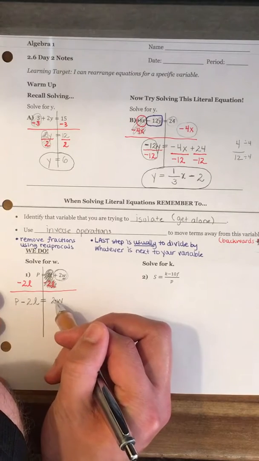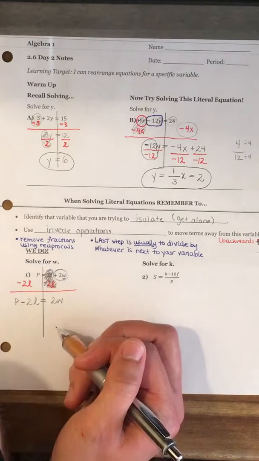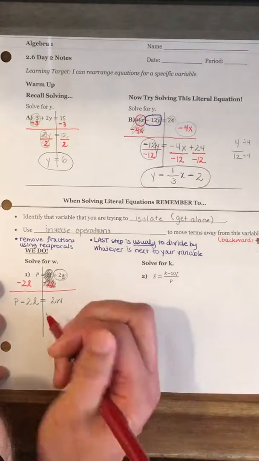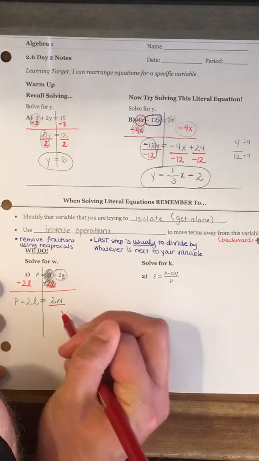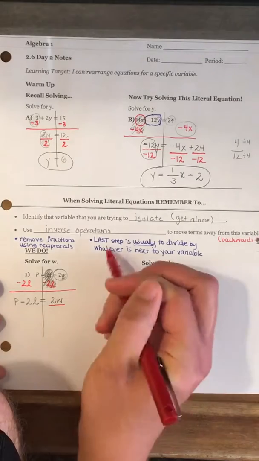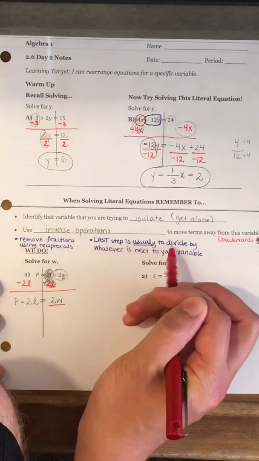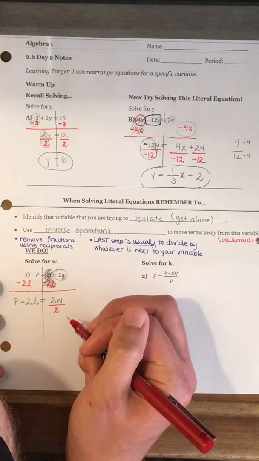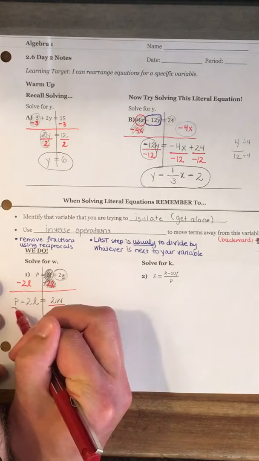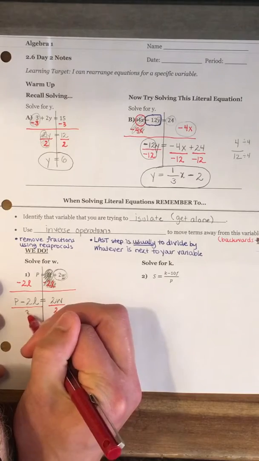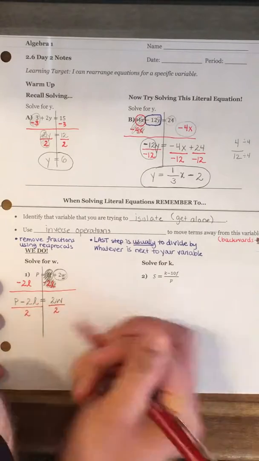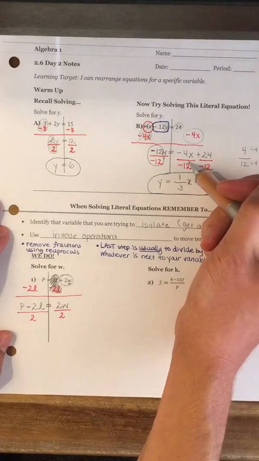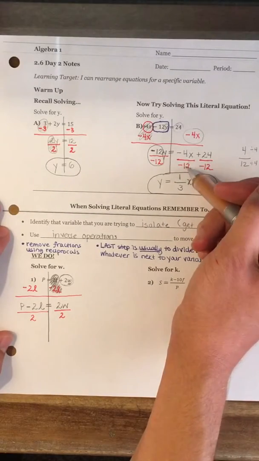Well, the question becomes, what is this 2 doing to my W? Well, it's multiplying my W. So to undo that multiplication, I have to do the inverse operation, which is divide. Again, the last step is usually division, not always. So I'm going to divide both sides by that 2. I'm just going to go ahead and divide everything on this side by 2 instead of doing each term individually, which is like up here I did each term individually.